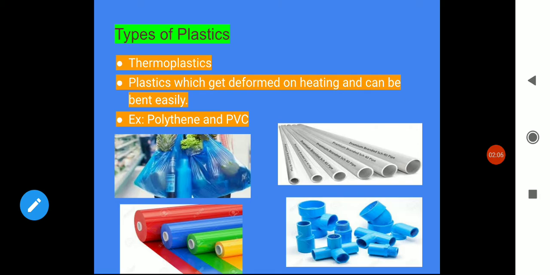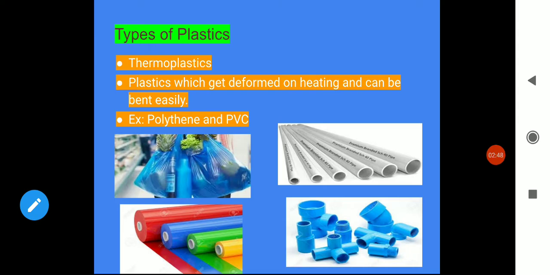Okay, next, you take the plastic and you try to bend it. So can all the plastic articles be bent easily? No. Some can be bent easily and some cannot be bent easily. Okay. So based on this, we have different types of plastics, that is thermoplastic and thermosetting plastics. Thermoplastics means the plastics which can be deformed on heating and can be bent easily. Say for example, polythene and PVC.